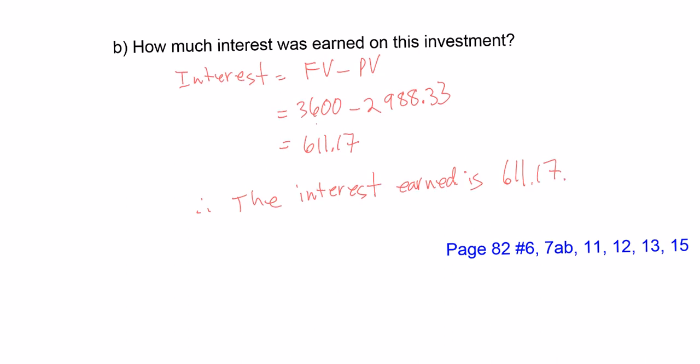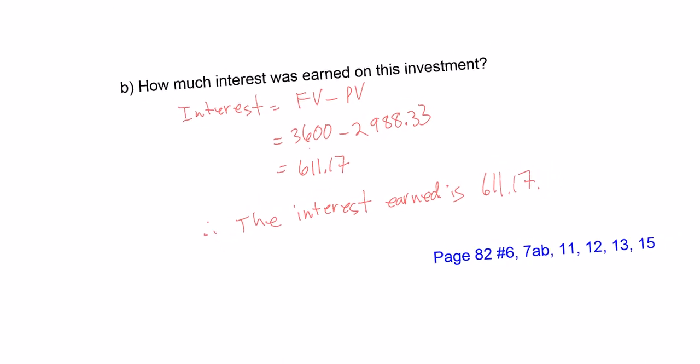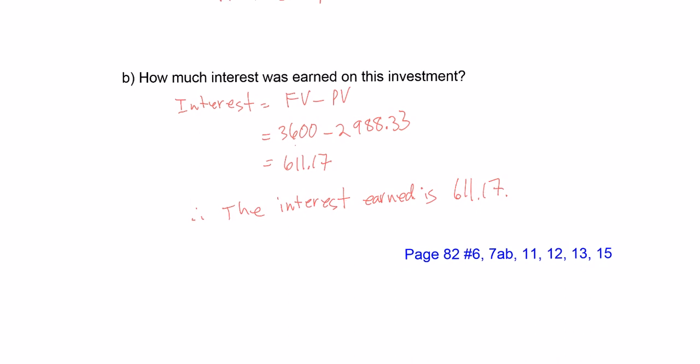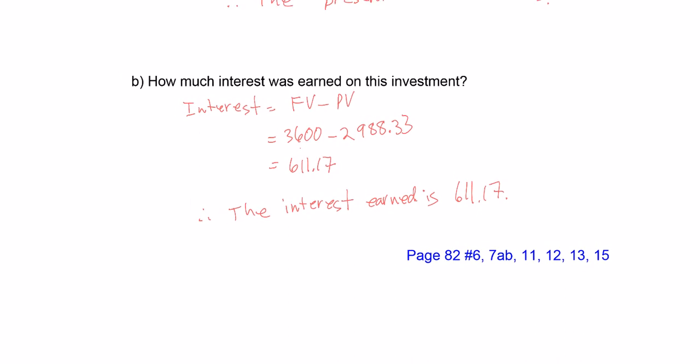Now, based on all these calculations, these are the problems that I'm asking you to do. They're not that difficult. They're just a little taxing. And it's 13 to 15 as well. So it's page 82, number 7, number 6, 7AB, 11, 12, 13, and 15. These are the types of problems that I want you to do for today.